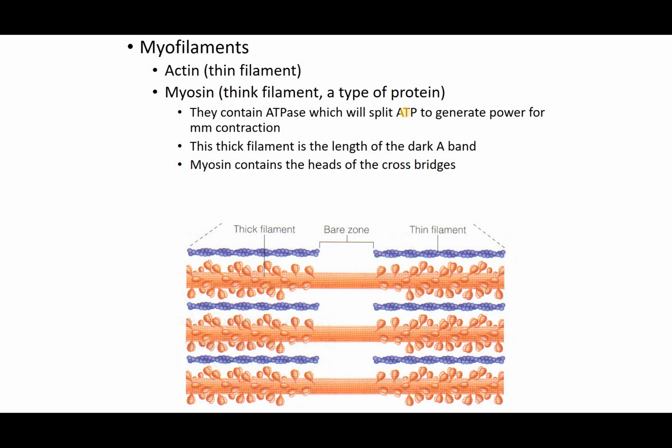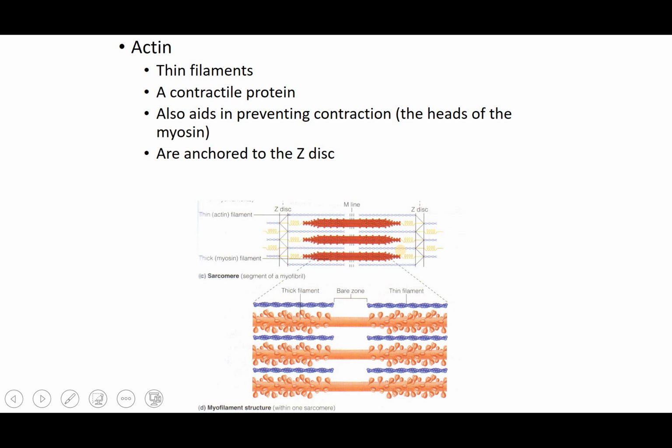The thick filament is the length of the dark A band. So here's the thick filament. And then the myosin will contain these myosin heads, and their job is to bind to actin. Actin, or the thin filament, is a contractile protein, and also will aid in the preventing of contraction of the heads of the myosin.